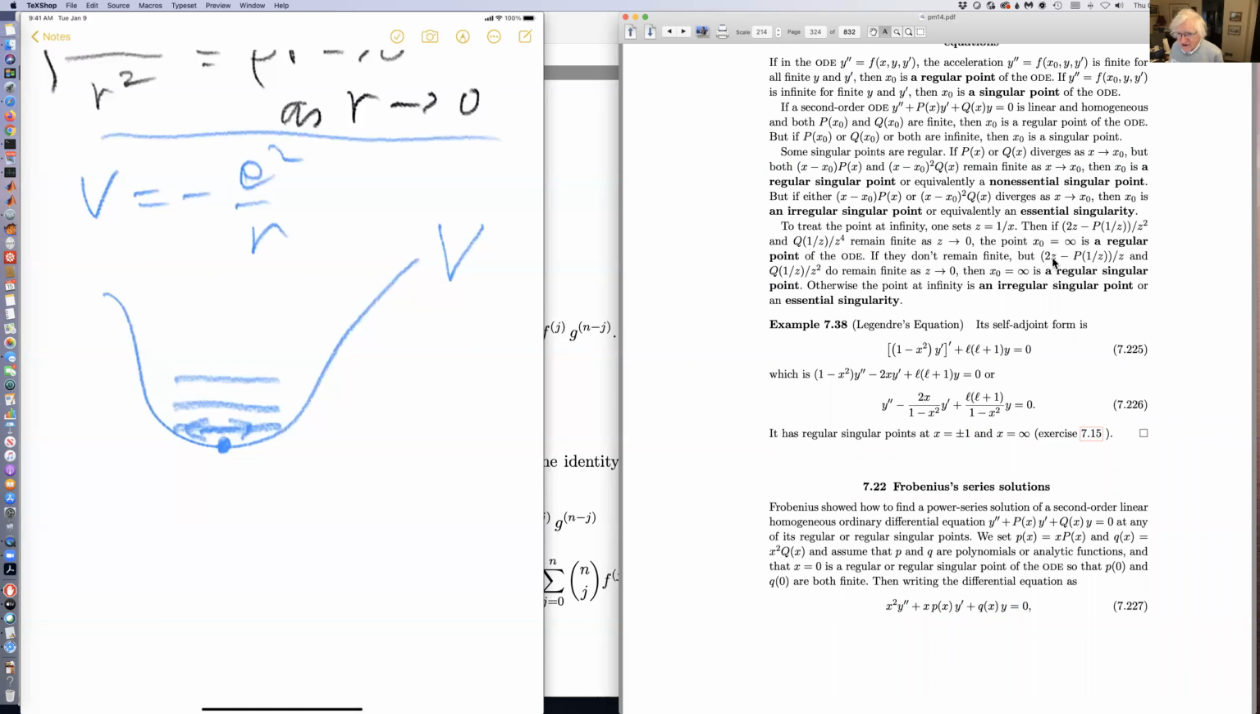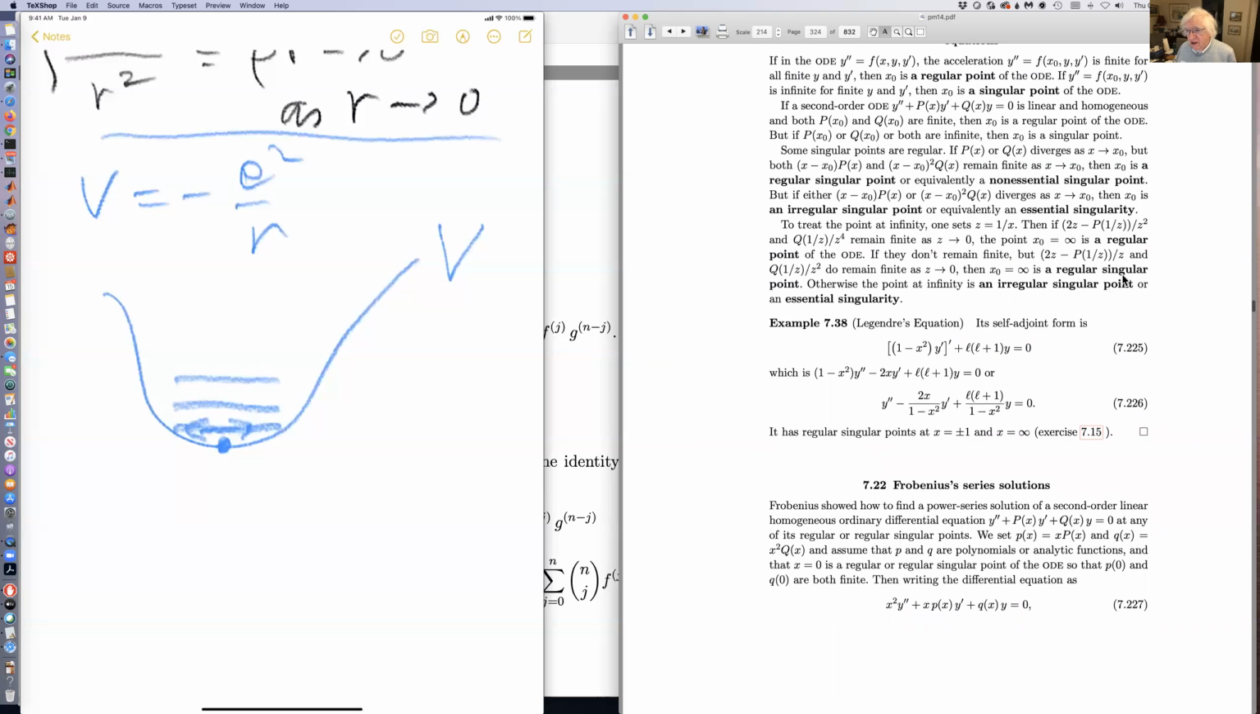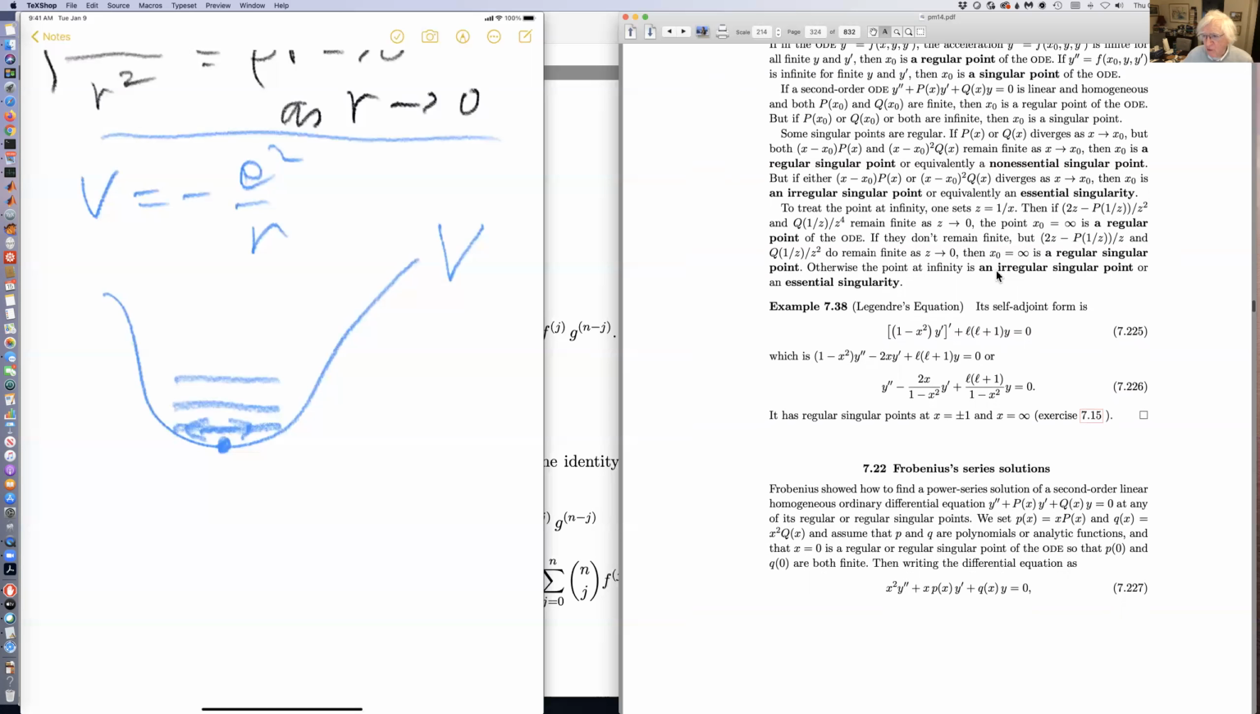If they don't remain finite, but if the second power diverges but the first power doesn't, and here the fourth power may diverge but not the second, as z goes to 0, then we say x0 equal to infinity is a regular singular point. Otherwise, it's irregular and essential.